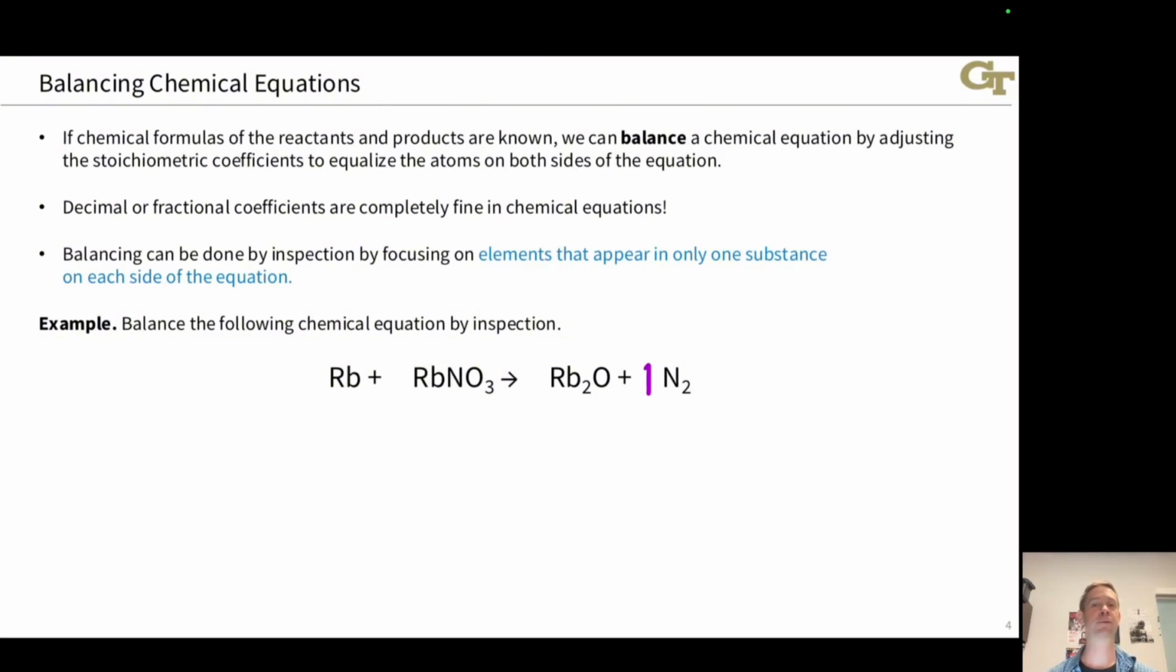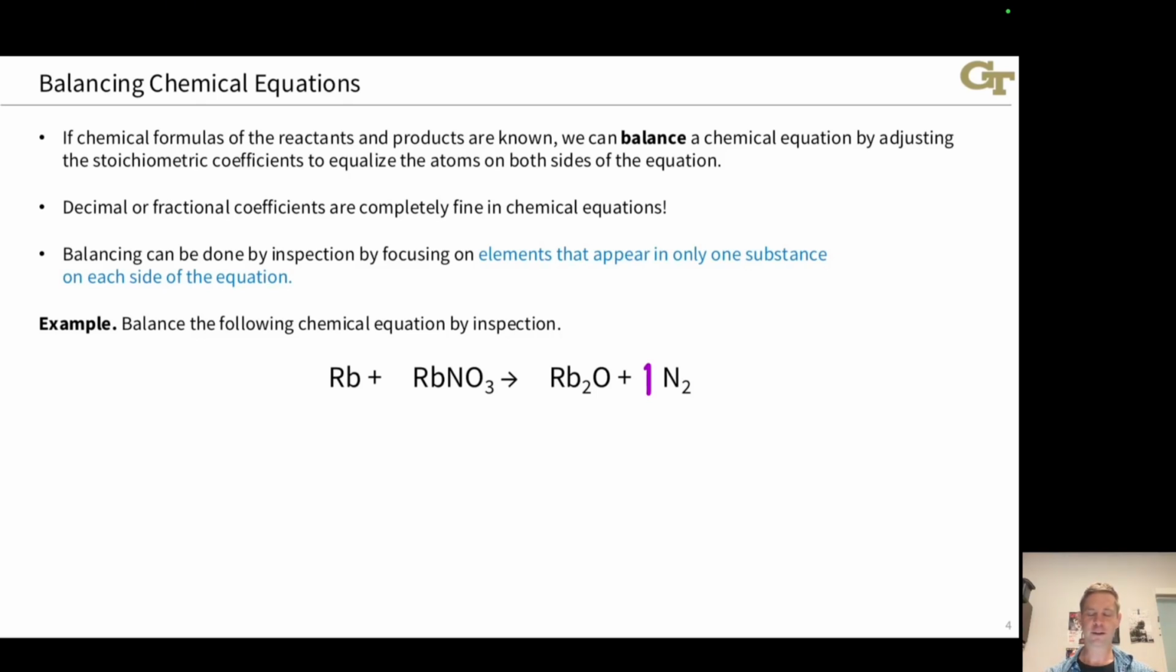If you touch the subscripts, you're changing the chemical identity of the compounds or elements involved in the chemical equation, and that's a completely different animal, right? We're way beyond balancing at that point. We're looking at a completely different chemical equation if we mess with those subscripts. So the only things we can mess with are these stoichiometric coefficients, these numbers that are out front of the species, to adjust the total count of that type of molecule or formula unit. And one thing to keep in mind here is that decimal or fractional coefficients when you're balancing are completely fine.